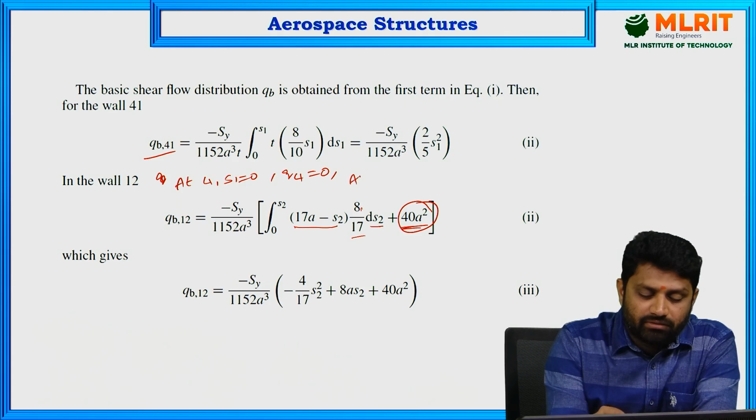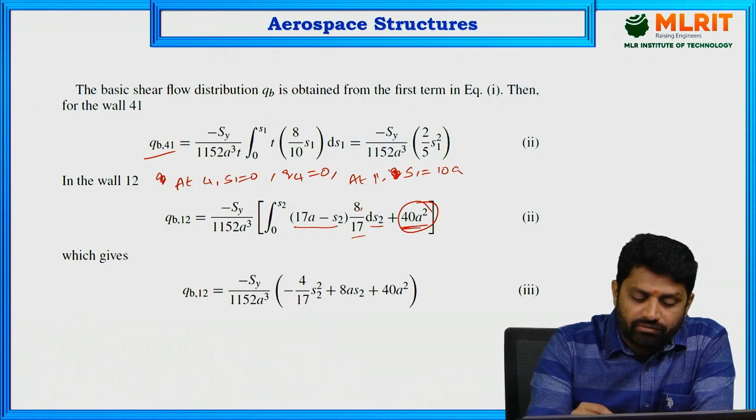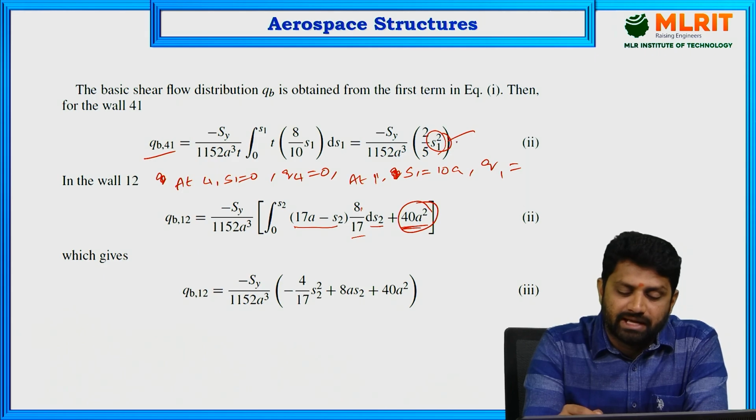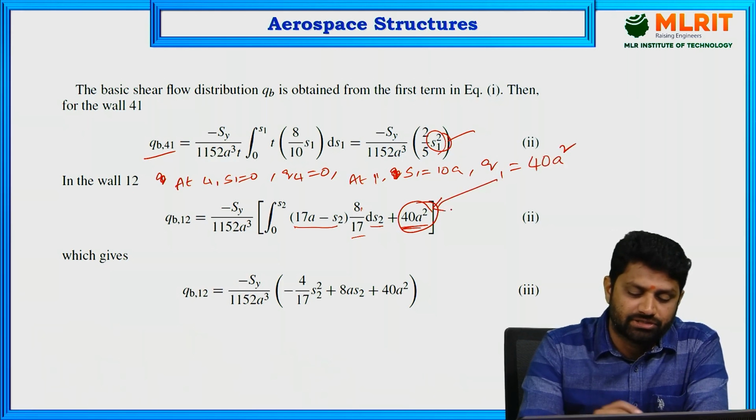And at 1, you have to substitute S1, that is equal to 10a, how much distance it is covering. So at 1, if you are calculating, substitute 10a here and you are going to get Q1. In place of S1 square, you substitute 10a whole square, that becomes 100a square, and a square here gets cancelled. When you calculate this, you are going to get 40a square, and that we have to add here as the starting shear flow.